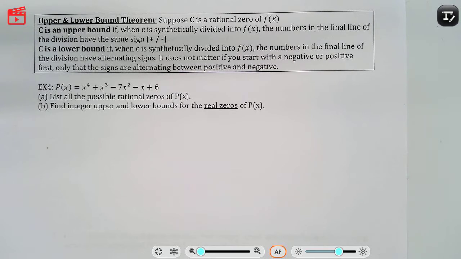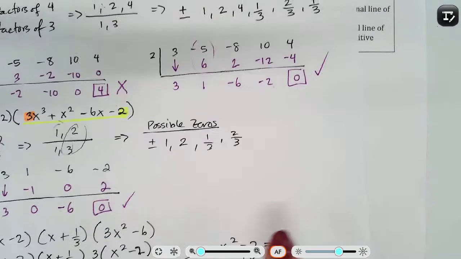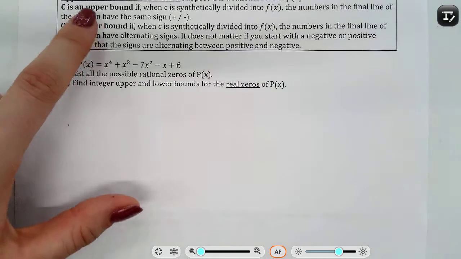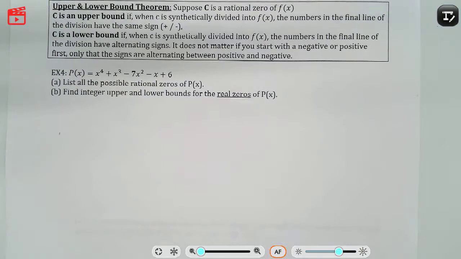All right, so let's take a look at what is called the upper and lower bound theorem. So we're supposing C is a rational zero of f of x, meaning one of the actual rational zeros. C is an upper bound if, when C is synthetically divided into f of x, the numbers in the final line of the division have the same sign.